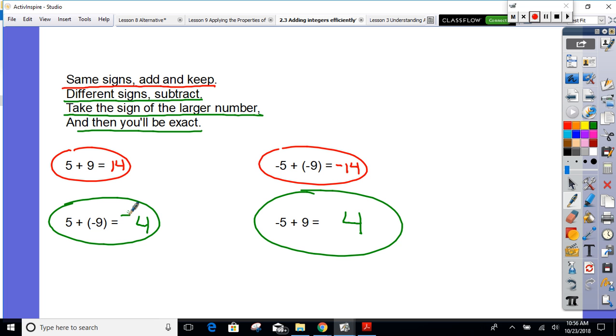Same signs add and keep, different signs subtract. Keep the sign of the larger number and then you'll be exact.